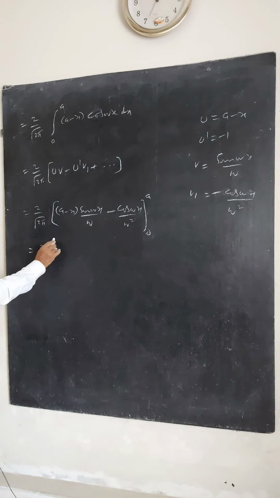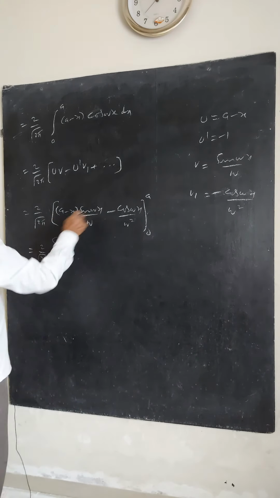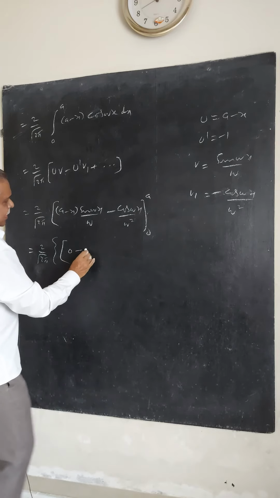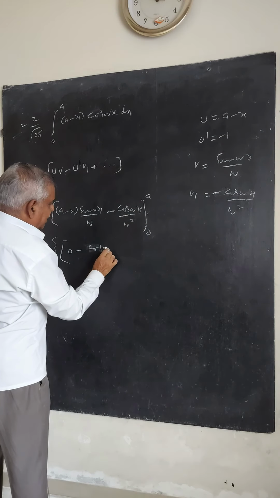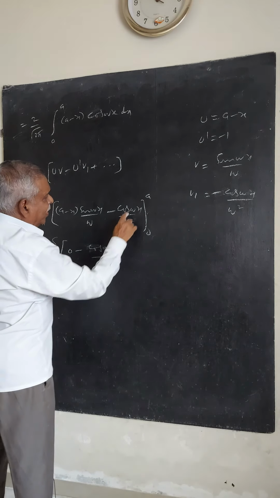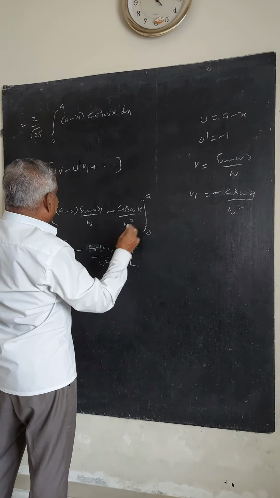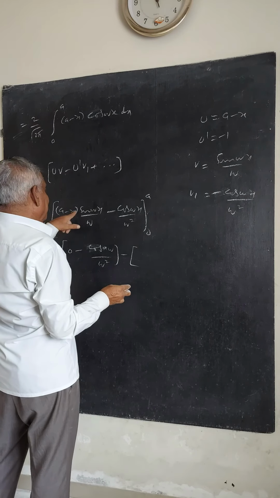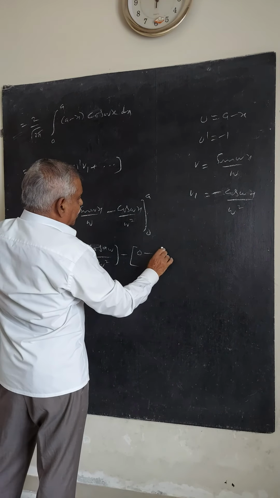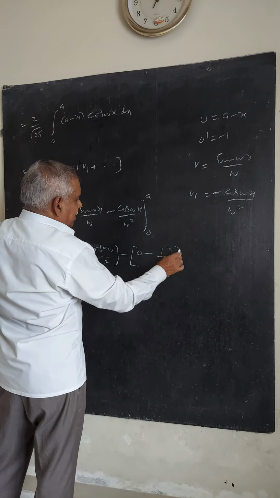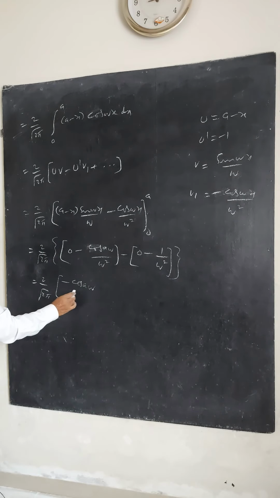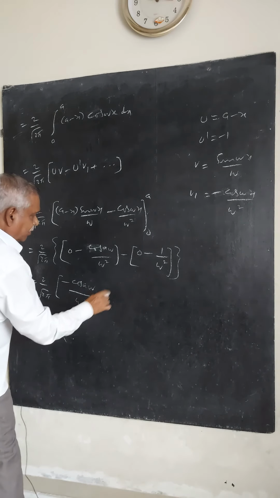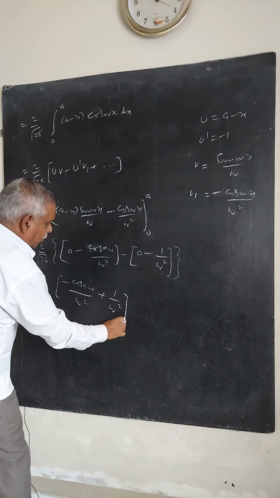2/√(2π) [ (a − a) sin(aω)/ω − cos(aω)/ω² ] minus the lower limit 0, where sin 0 is 0 and cos 0 is 1, giving 1/ω². So we get 2/√(2π) [ −cos(aω)/ω² + 1/ω² ].